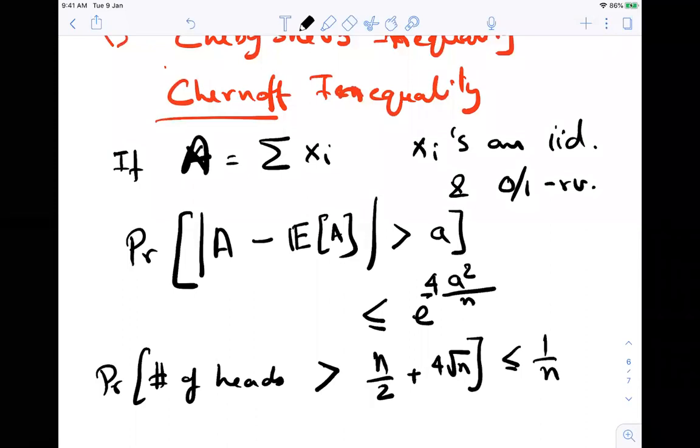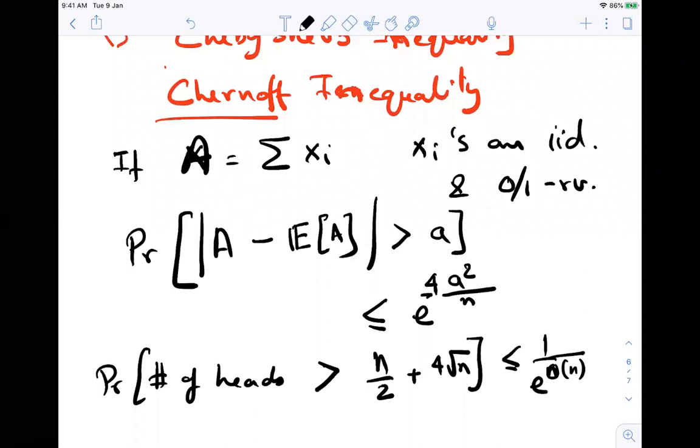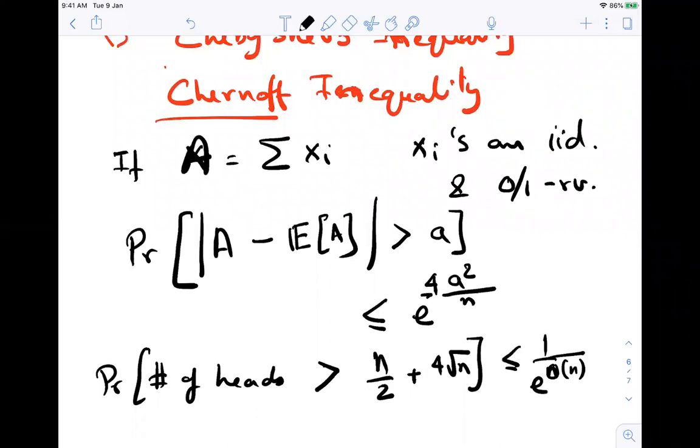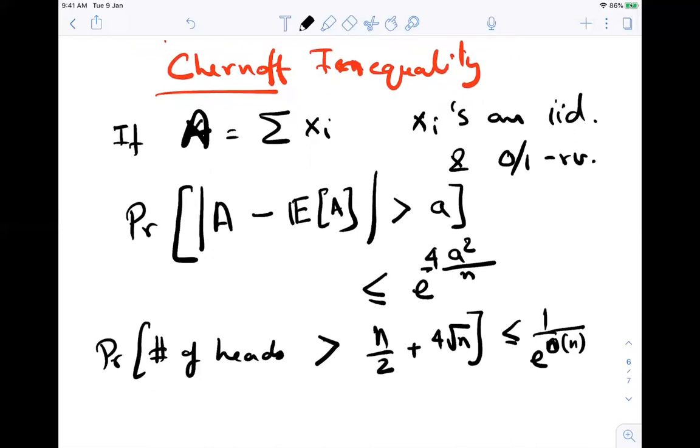Okay, in fact, you can do it much more. Actually, it can be made so that the probability is e to the power n, e to the order n, I would say. So, if you have not seen this one, this is something that can really excite you. Not only when you are tossing coins is the expected value equal to n by 2, but it is this close.